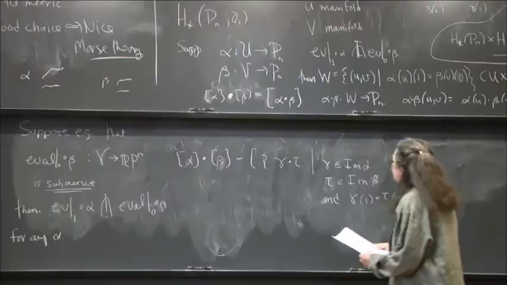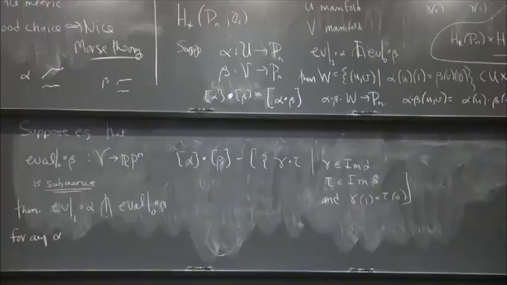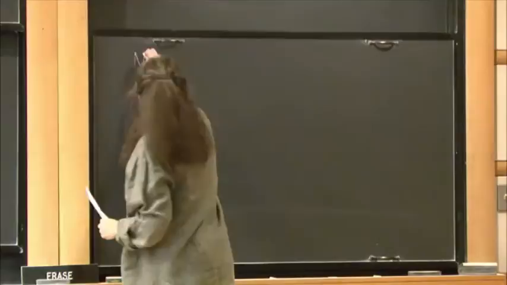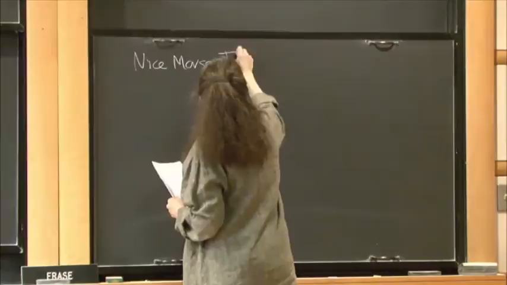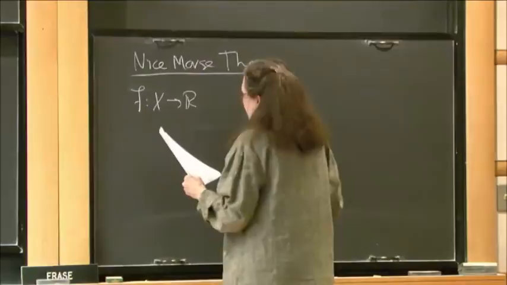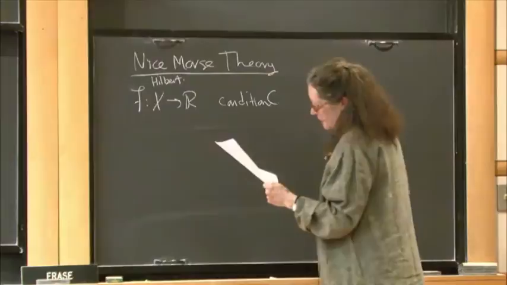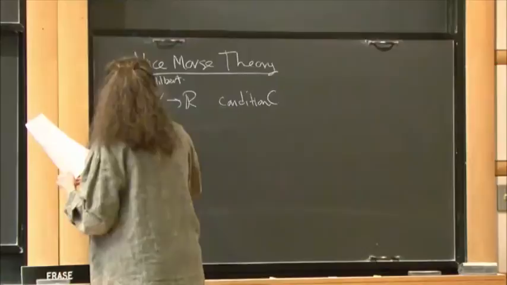Okay. So now I want to talk a little bit about Morse theory and a technique which I was familiar with, but Alex never heard of. And this is a nice Morse theory that we get to talk about, because of our nice choice of function. So I'm going to assume that f from X to R, where X is a Hilbert manifold, satisfies condition C, so it's nice for doing Morse theory. And assume that the critical values are isolated.